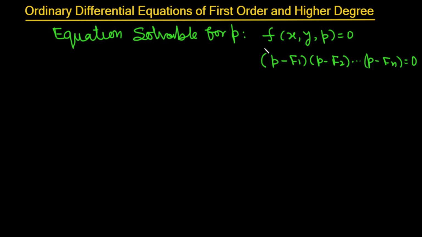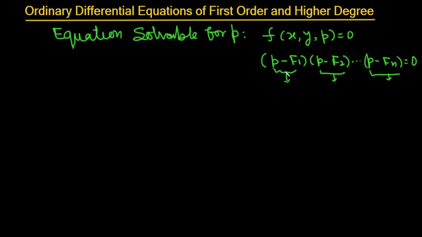Okay, so suppose it is possible that the given differential equation of degree n can be factorized into linear factors of p, n factors of p. And what next? We take individual factors separately, and we solve them. These individual factors are nothing but first order and first degree ordinary differential equations. So we solve each of these first order and first degree differential equations.